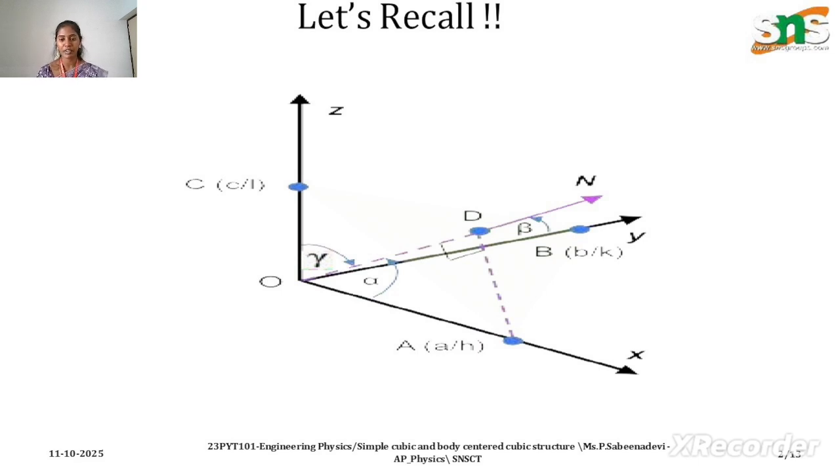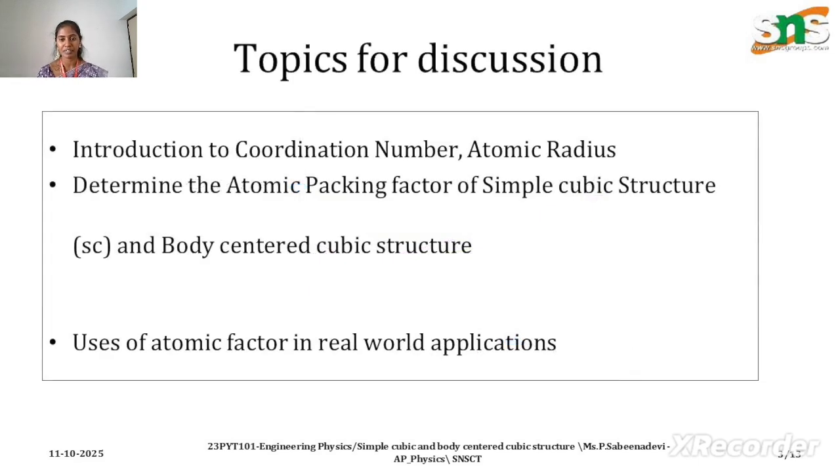So in this class, I am going to explain about the cell parameters of the simple cubic structure and the BCC structure. What we have to discuss today is the introduction to coordination number, atomic radius, and determining the atomic packing factor for simple cubic structure and BCC structure, and the uses of atomic packing factor in real world applications.